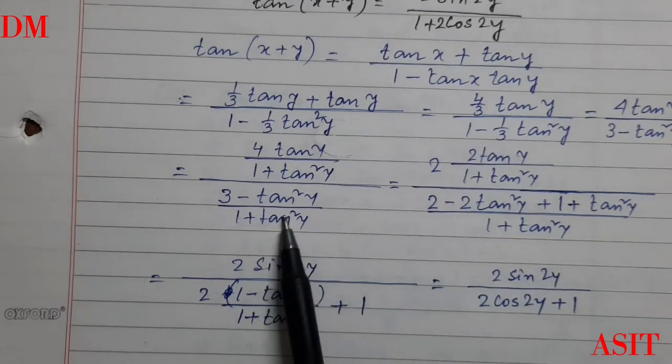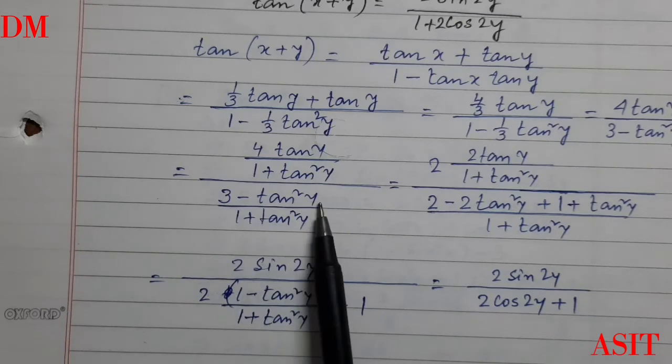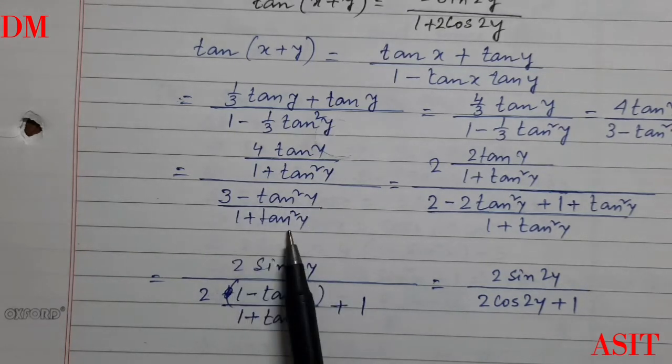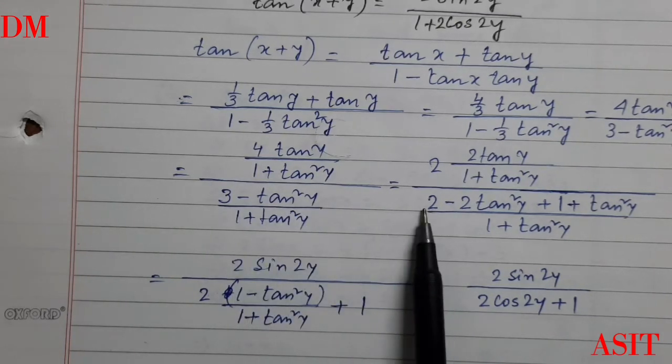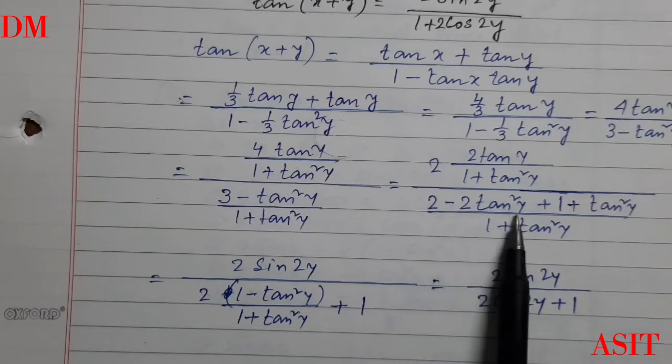Now in the denominator we can see this is 3 minus tan square y by 1 plus tan square y. So it will be 2 minus 2 tan square y.